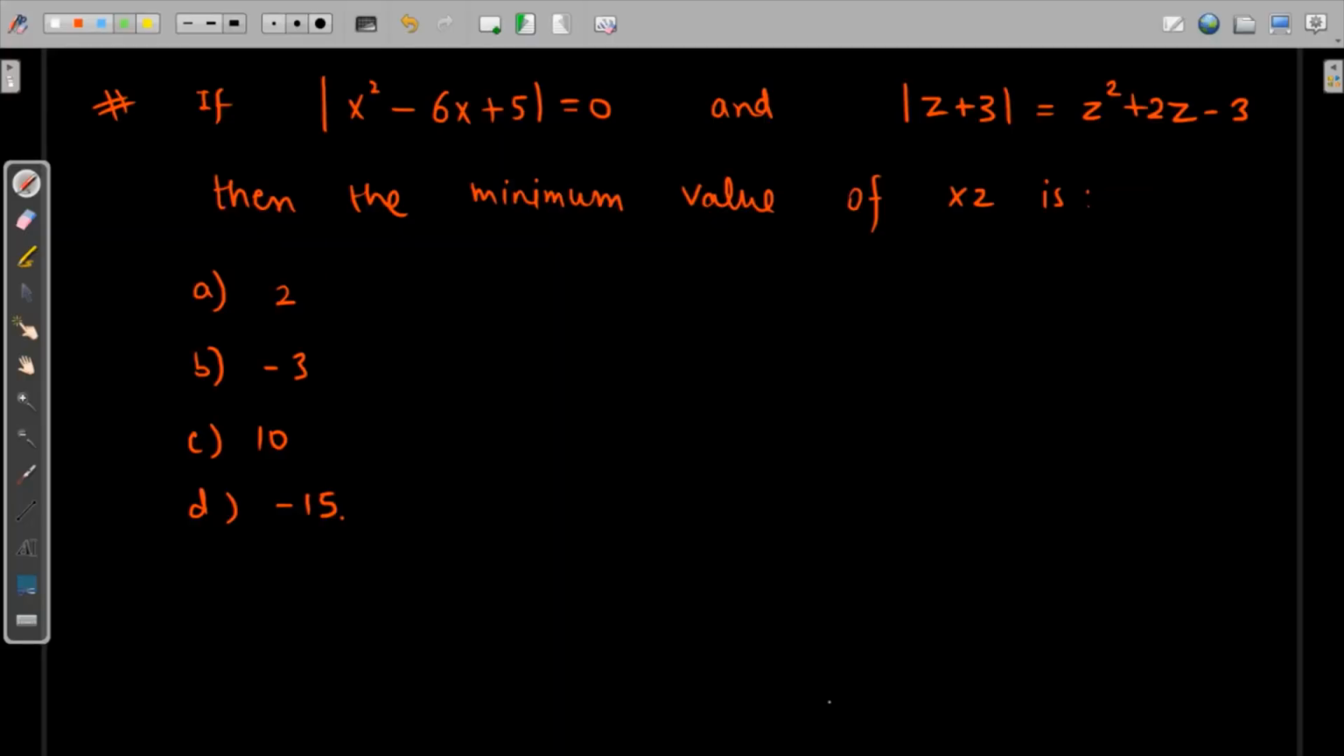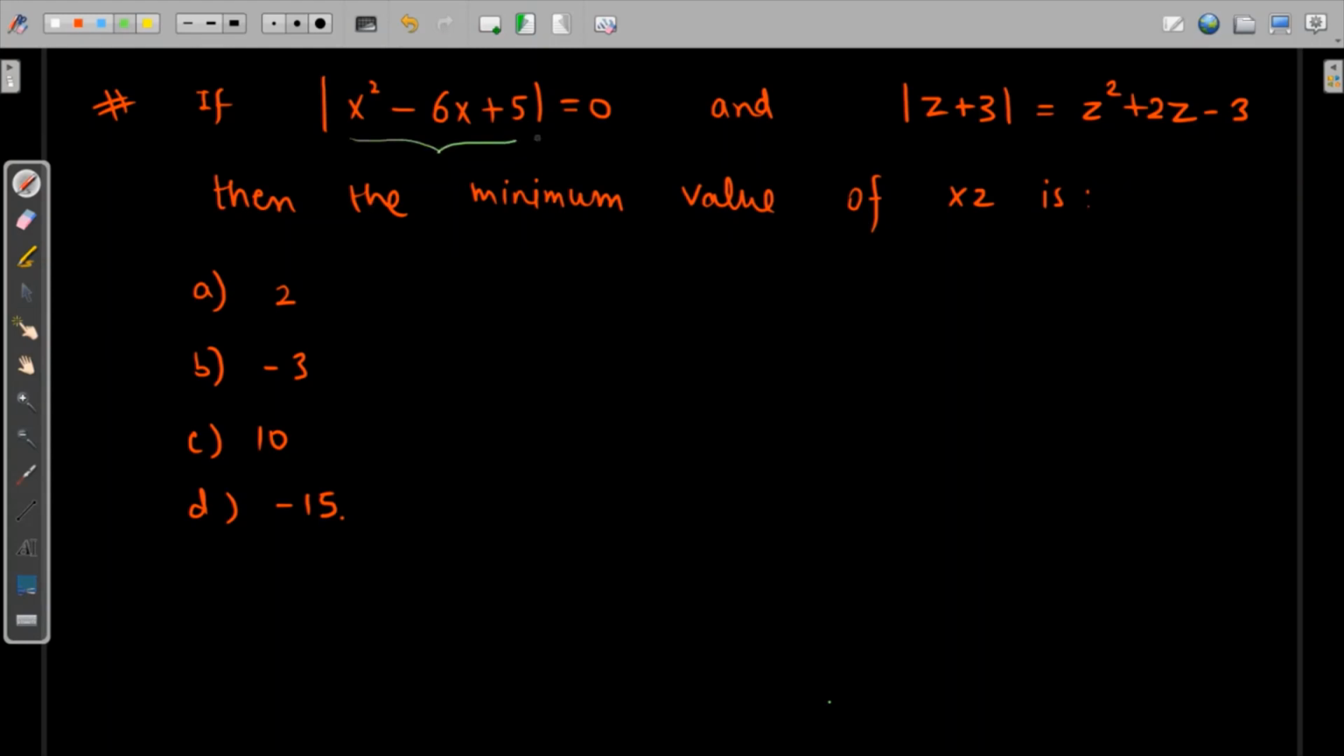Question: we are given that the absolute value of x square minus 6x plus 5 is 0, and the absolute value of z plus 3 is equal to z square plus 2z minus 3. What is the minimum value of the product xz, as in the possible values of x and all possible values of z product? First off, we have to find the values of x and the values of z which are satisfying. So let's start with the x.